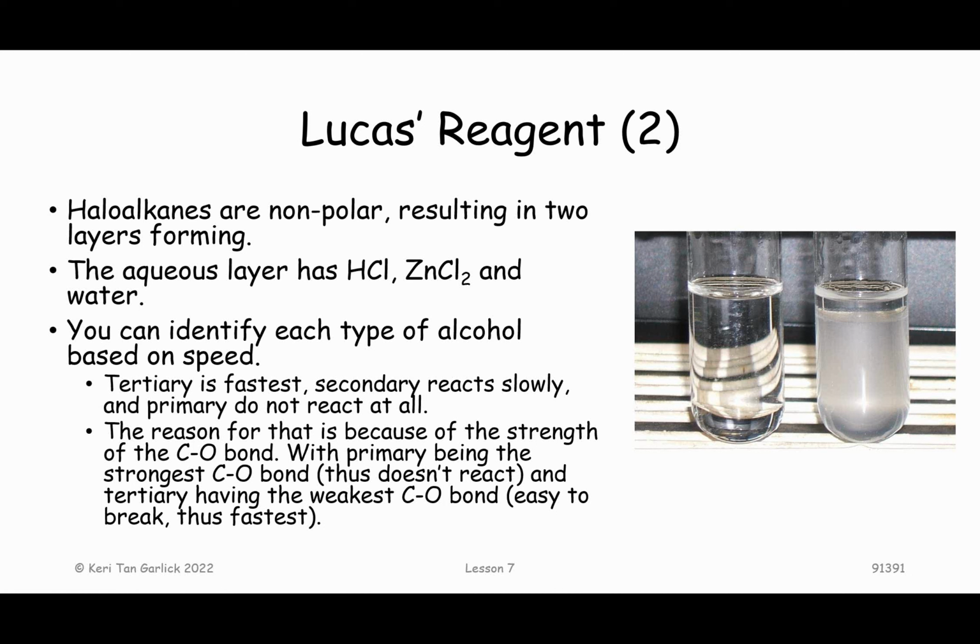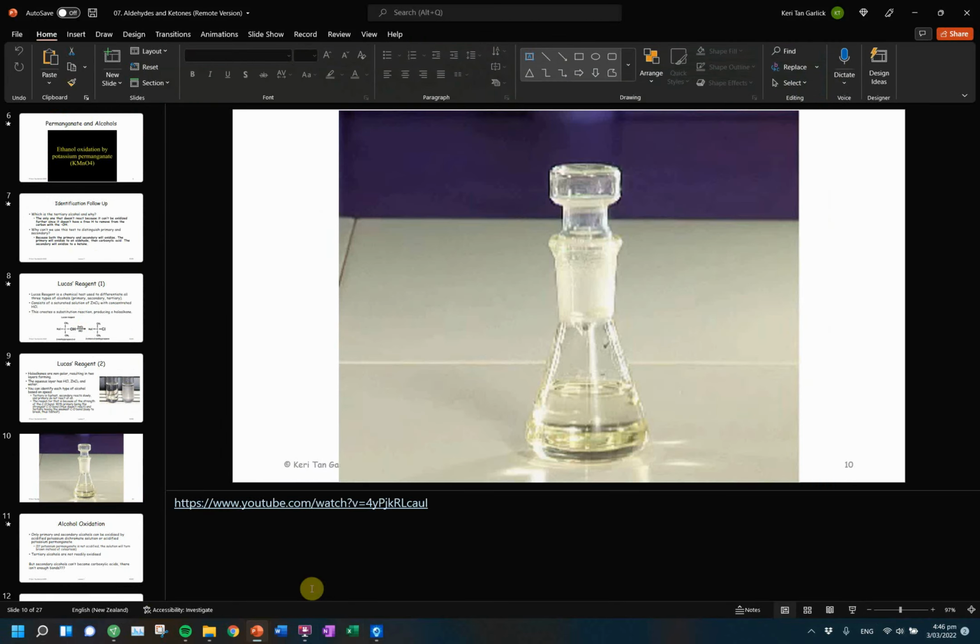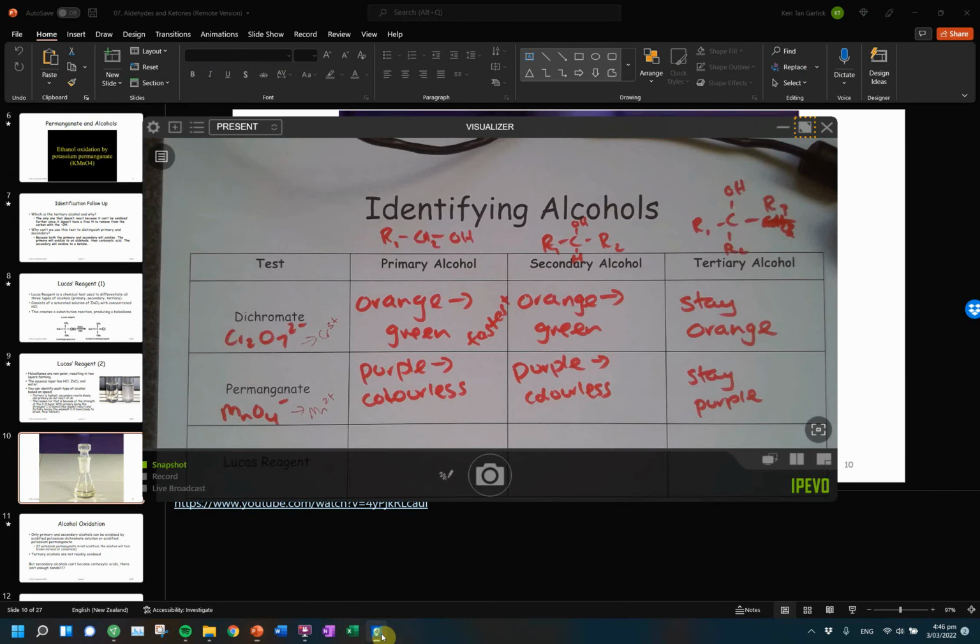The reason why the tertiary is the fastest has to do with the strength of that carbon to oxygen bond in the alcohol component. With that primary alcohol, it is the strongest carbon-oxygen bond, which is why it's not easy to substitute out. Whereas in the tertiary, it's the weakest carbon-oxygen bond, and so it's very easy to swap those two out. Cool. So let me just write that recap here.